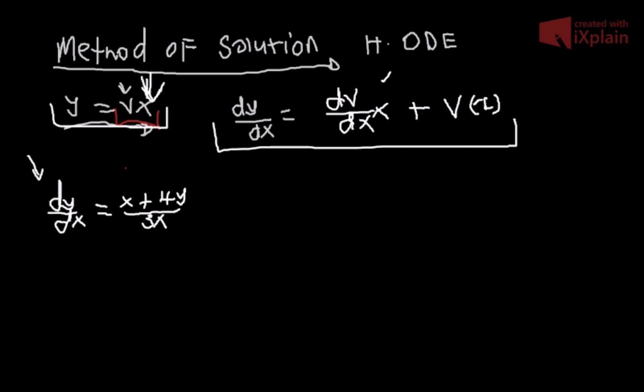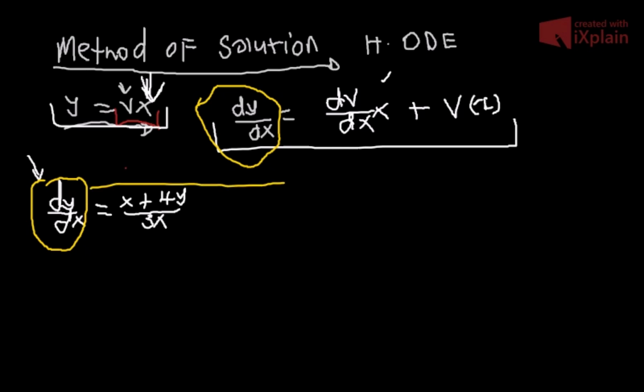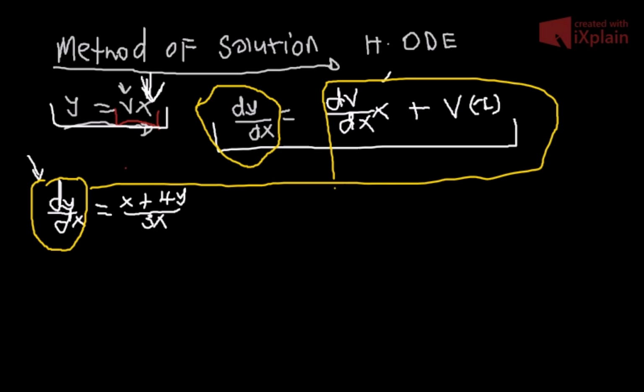First thing first, write y is equal to vx, then from there derive that which you wrote. That is clear. Now you need to substitute. This is the same thing as this, because we derived y and got dy over dx. That means if this is equal to this, then this is also equal to this. This is now maths manipulation. So dv over dx x plus v is equal to x plus 4y over 3x.